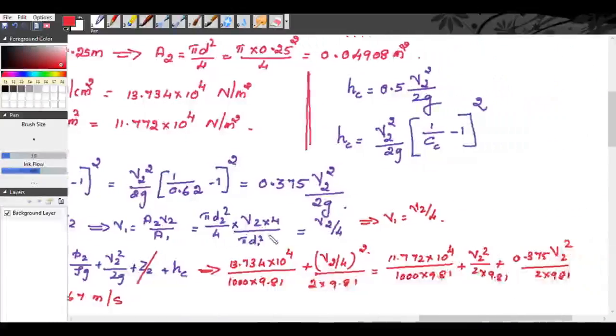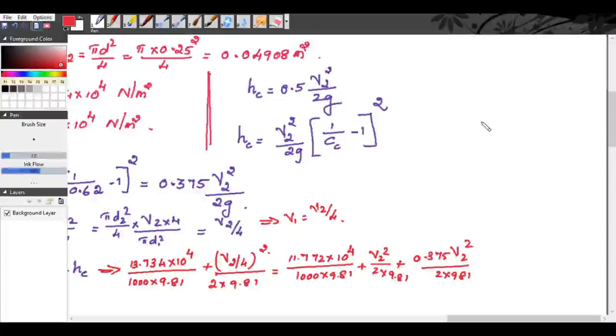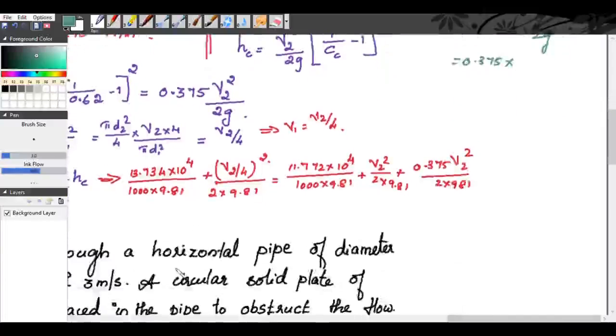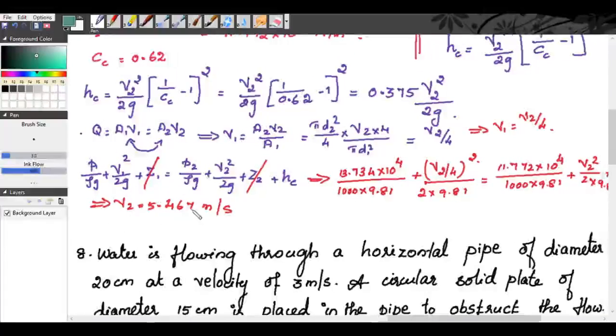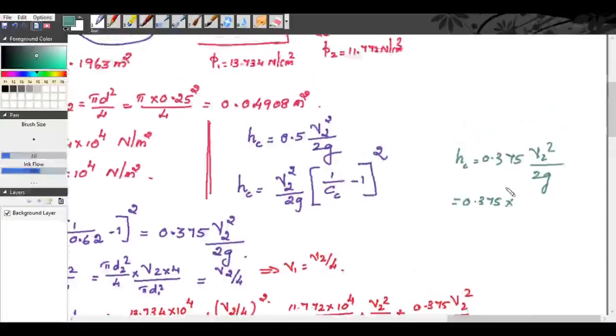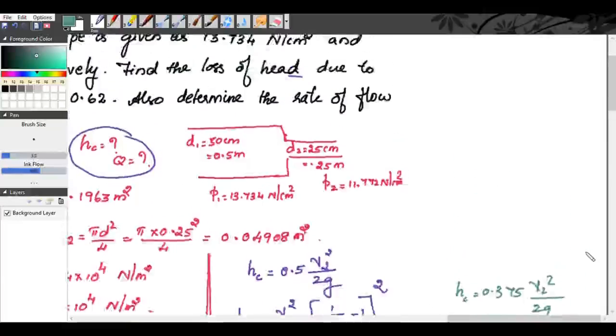Now we can find what is HC and what is Q. So what is HC now? HC is equal to 0.375 V2 square by 2G, which is equal to 0.375 into V2, which we have determined as 5.467, square, divided by 2 into 9.81. So HC is equal to 0.571 meter.